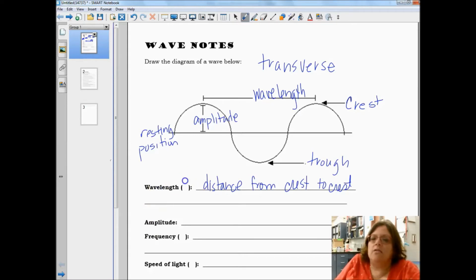And we use the Greek letter lambda, which looks like an upside down Y. It's lowercase l. Uppercase looks like an upside down V, to represent wavelength. Amplitude is basically wave height. When you turn up the sound on something, you're increasing the amplitude of the sound.